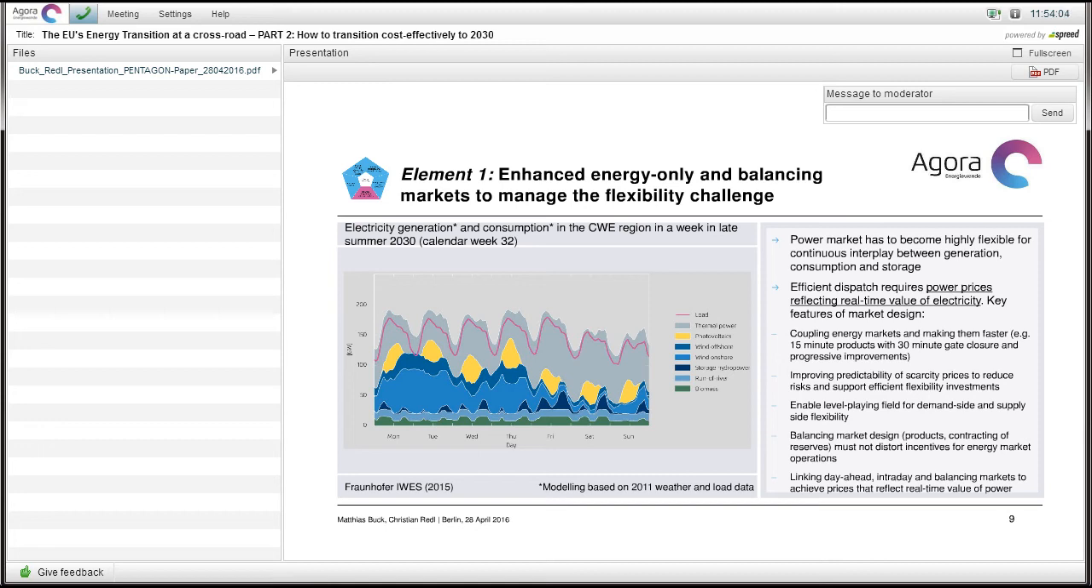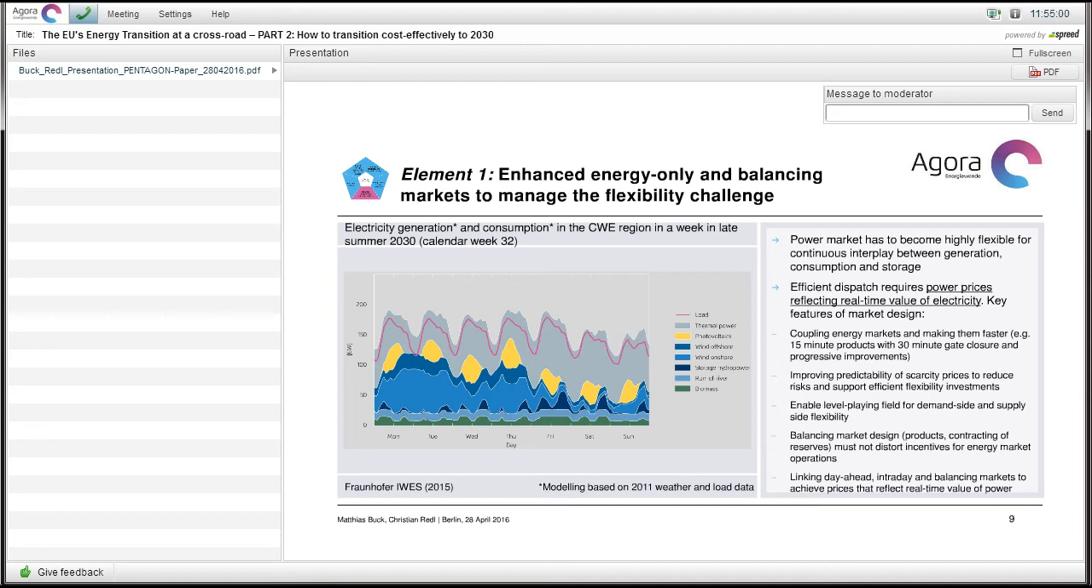It's also important to improve the predictability of scarcity prices. This is especially important to get power prices better reflecting the real-time value of power, and it's also important to support efficient investments in, say, flexibility options. Key, of course, when it comes to flexibility provision is to get a level playing field for all the market actors. Currently, the market design, especially in the balancing markets, is not providing for this level playing field yet. So typically, demand side response or renewables are not fully allowed to enter these markets, and of course, you can expect that they will indeed have to become important flexibility options.